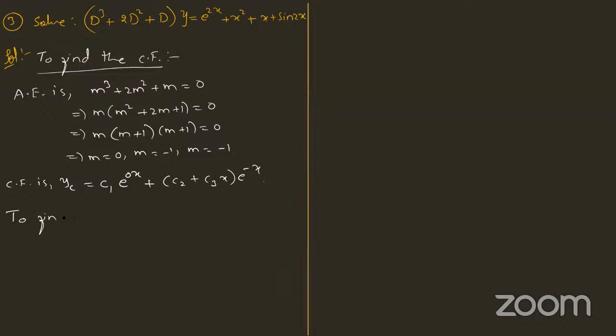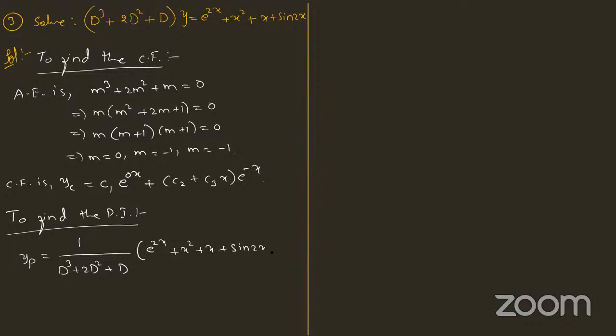To find this particular integral, interestingly, I'm writing it like this. Yp is equals to 1 divided by d cube plus 2d square plus d, and this you're operating on e power 2x plus x square plus x plus sine 2x.